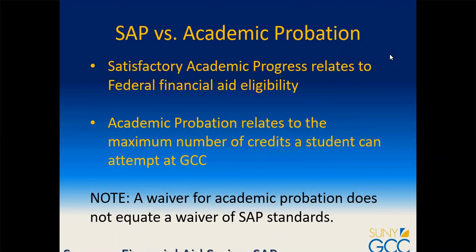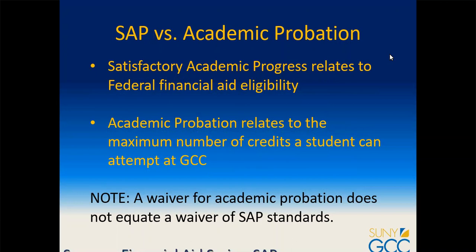SAP versus academic probation. Satisfactory academic progress relates specifically to federal financial aid eligibility, whereas academic probation relates to the maximum number of credits a student can attempt at GCC. It's important to note that if a student was granted an academic probation waiver, this does not mean that they've been granted a waiver of SAP standards.